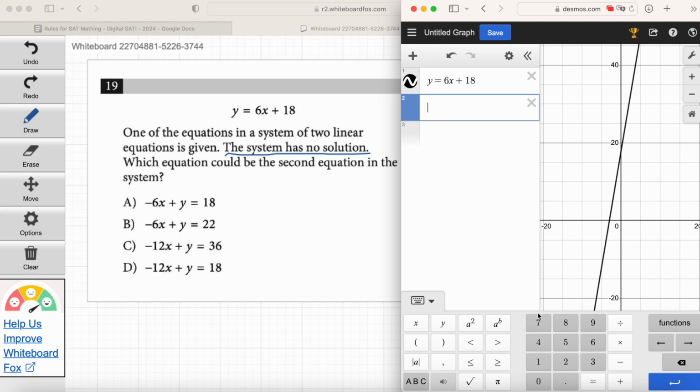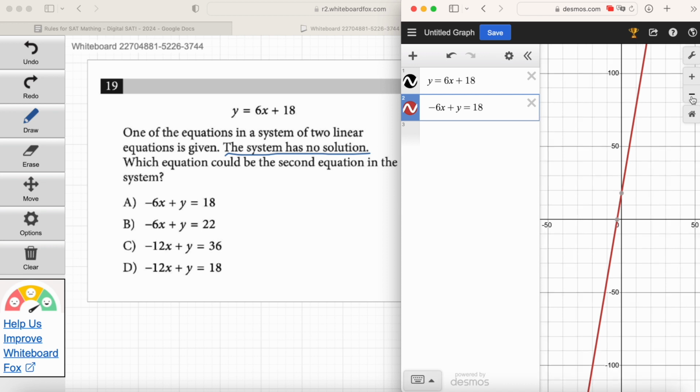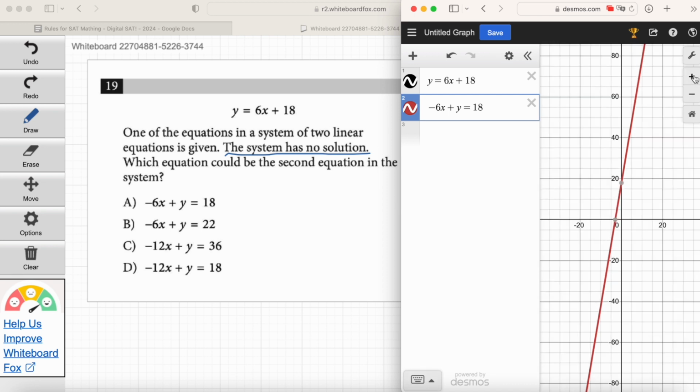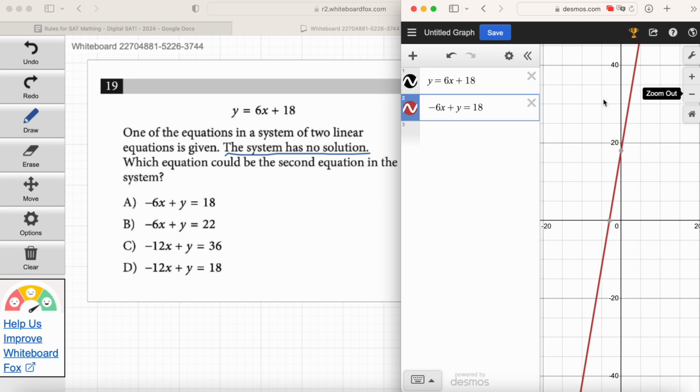And the second line. Don't even have to put it in y equals mx plus b form. Just leave it as it is. Desmos does the work. Y equals 18. So we enter answer choice A here. Whoa! What do you think about answer choice A? That's interesting, right? Are they on top of each other? They are on top of each other, right?